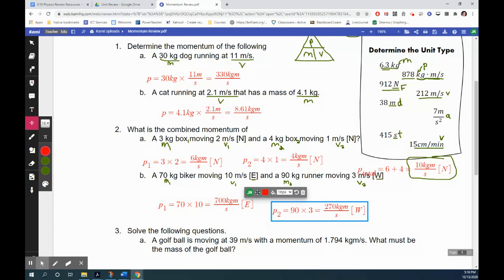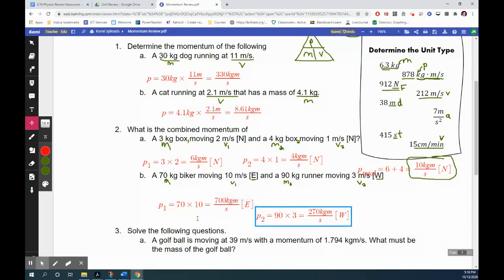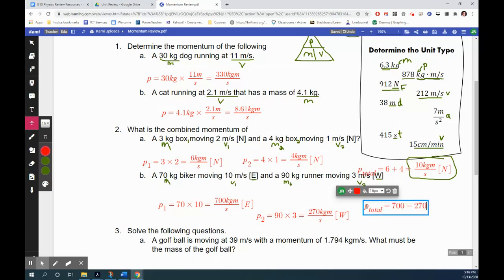And so what is our total momentum? We've got momentum 1 of 700, momentum 2 of 270, and they're opposite directions, which means we're going to have to subtract them. So P total equals 700 minus 270, and that gives us a final answer of 430. Is that right? Yeah, that looks good to me. Kilogram meters per second in the direction of, which one is bigger? East.